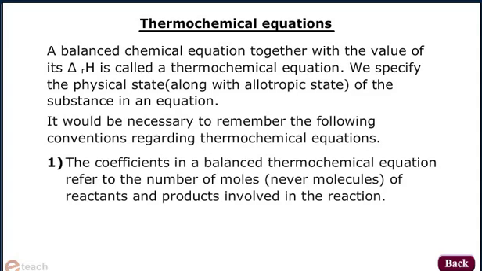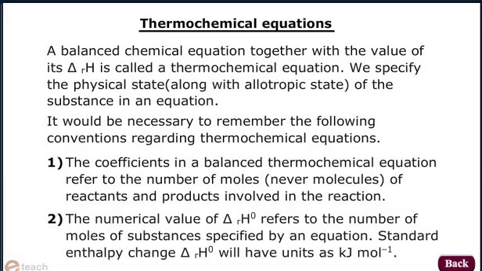First, the coefficients in a balanced thermochemical equation refer to the number of moles, never molecules, of reactants and products involved in the reaction. Second, the numerical value of delta H naught reaction refers to the number of moles of substance specified by the equation. Standard enthalpy change delta H naught reaction will have units of kilojoule per mole.